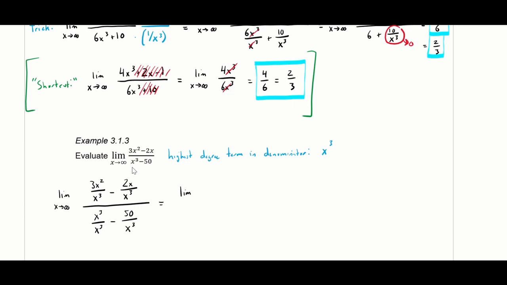So this is the limit as x goes to infinity of: these two x squares are going to cancel with two of those. These are going to cancel each other out. This x is going to cancel with one of these. And we're left with 3 over x minus 2 over x squared, all over 1 minus 50 over x cubed.